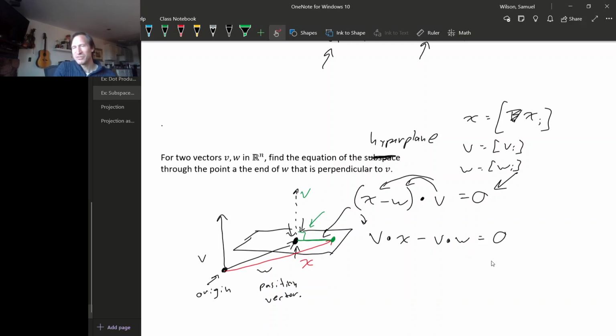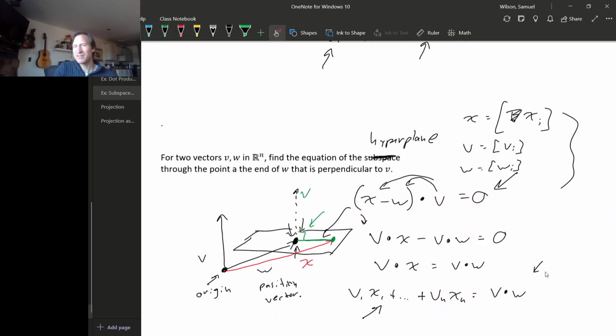And then usually people move this second term to the other side, so you get v dot x equals v dot w. And then you can write everything in terms of entries if you want. So that would give us v1 x1 plus dot dot dot plus vn xn equals v dot w. And then usually if you're writing an equation for this hyperplane, you want to write out the terms involving the variables. So we'll write out this dot product on the left.